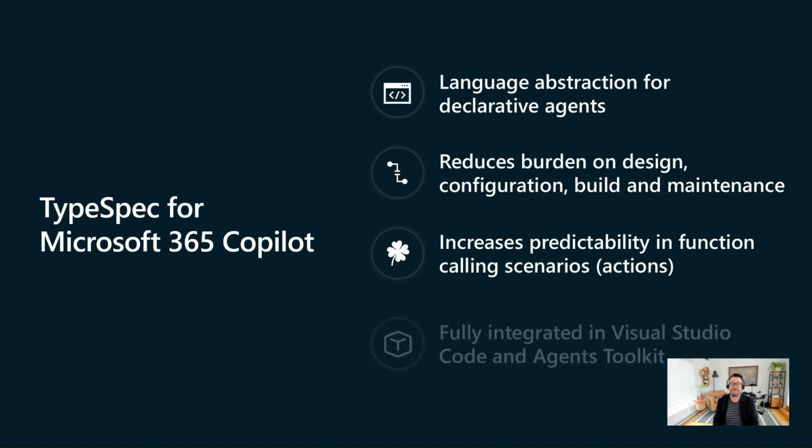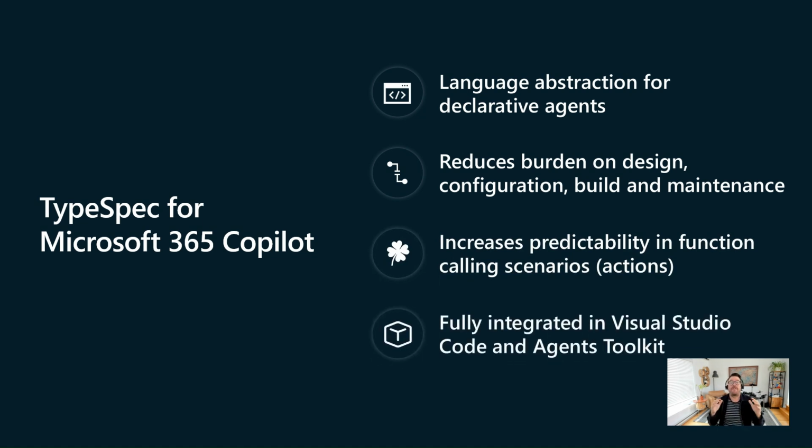You will have the ability to describe these capabilities right out of the box with TypeSpec for Microsoft 365 Copilot. And finally, it is fully integrated in Visual Studio Code and the Agents Toolkit, meaning that it has full Agents Toolkit support for scaffolding, Visual Studio Code language server to make sure that you have all the greatness in the UI. We're also making sure that our GitHub Copilot integration is as good as it gets, so you really get the full benefit out of it.